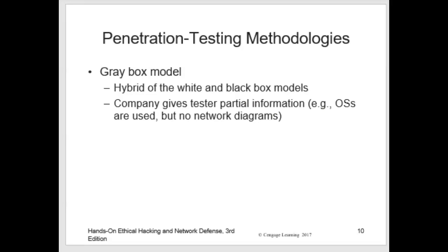The third that I mentioned was a gray box model. This is really a hybrid of the white and black box models, where it gives the tester only a little bit of information, partial information, and so you're going to have to do some research yourself, which is common.